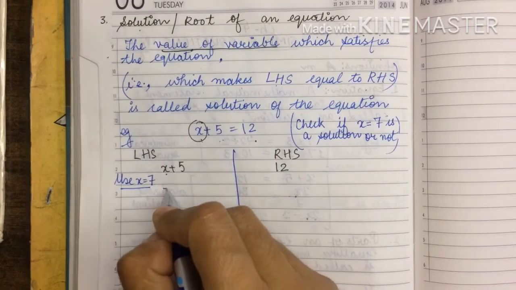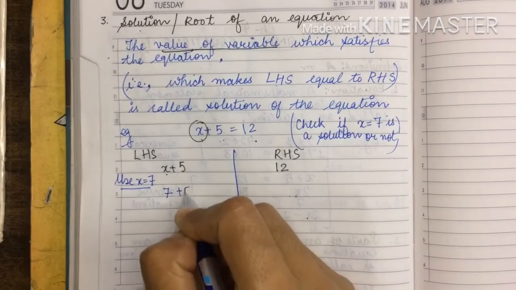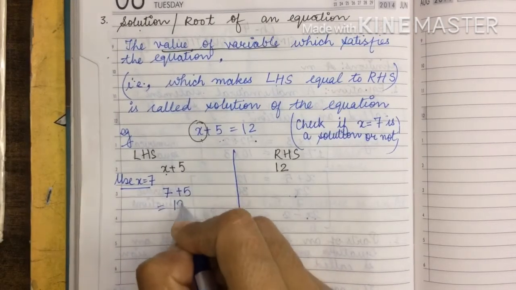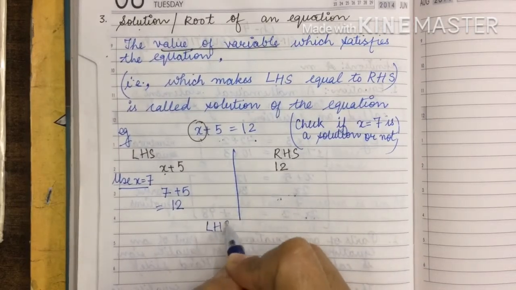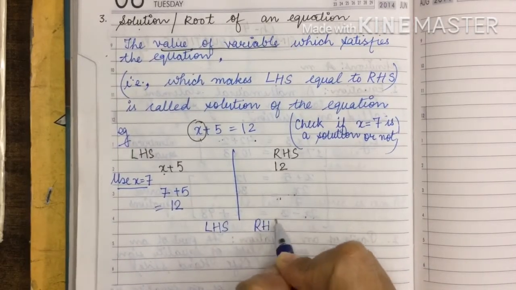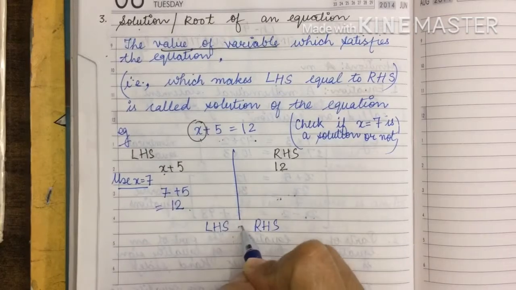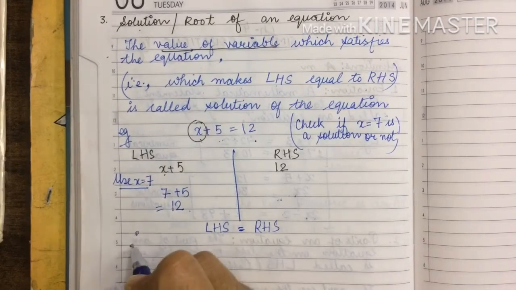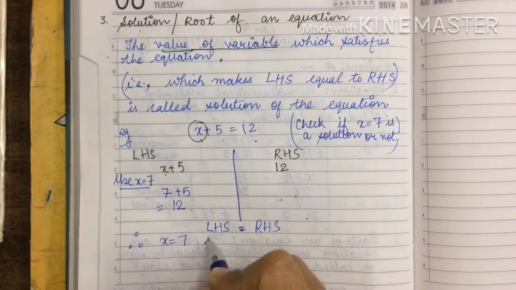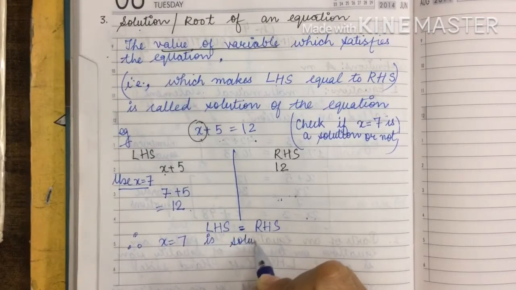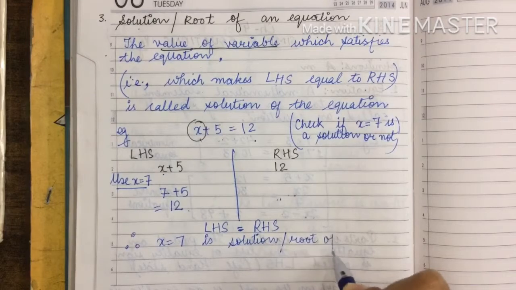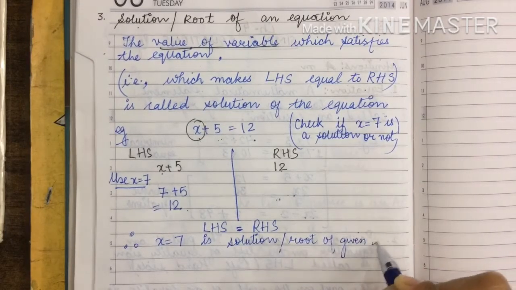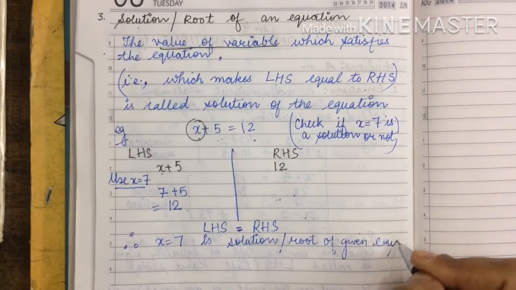So in place of x, I will write 7. 5 is added to that and it gives me 12, which is the same as the right hand side. So LHS, RHS. The answers on both sides are now equal. Therefore, x equals 7 is a solution or root of the given equation.